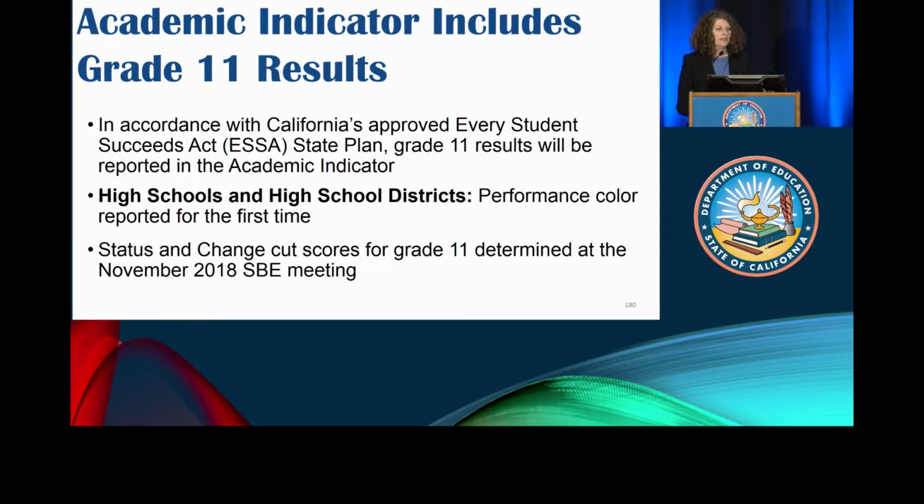Moving on to the academic indicator, and this may be news to some of you, but we were required to put the grade 11 Smarter Balanced results in our academic indicator. So for the first time, you will see in the dashboard grade 11 results for Smarter Balanced, not only in the college career indicator, but also in the academic indicator. This was not the case a year ago when we spoke with you. This was a change that was made in order to make sure that we got our Every Student Succeeds Act state plan approved. It was actually something that was negotiated.